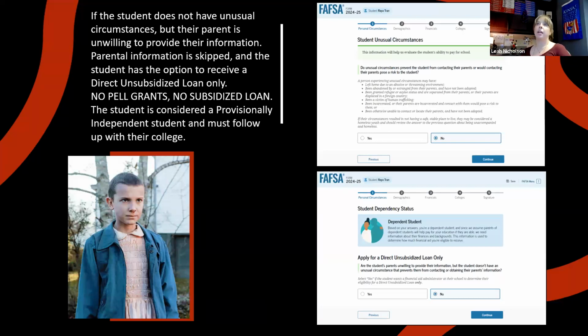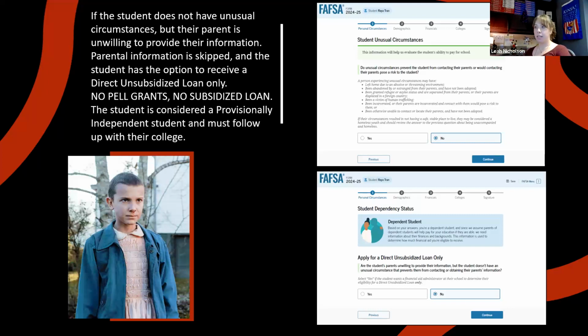Okay. So if the student does not have any unusual circumstances, so let's say none of those types of situations apply and they say no to that question, then the FAFSA will move on to the next question, which is asking whether or not the parent is unwilling to provide their information on the FAFSA form. This question clearly asks, are the student's parents unwilling to provide their information, but the student doesn't have an unusual circumstance that prevents them from contacting or obtaining their parents' information? So this would be a situation in which, okay, they are living with parents or they're still in contact with parents, but the parents just really don't want to provide anything on that FAFSA form for whatever reason.